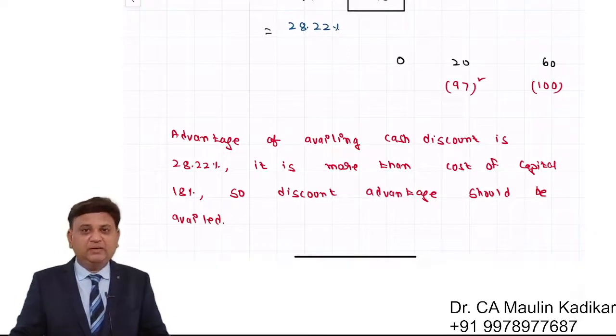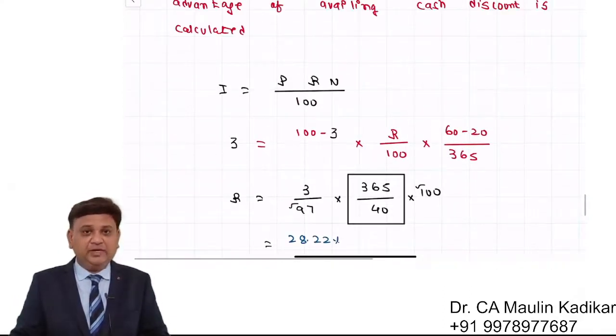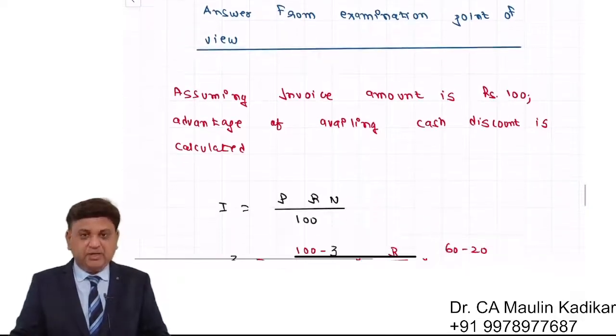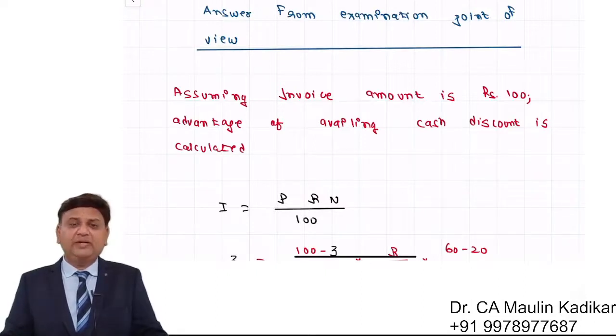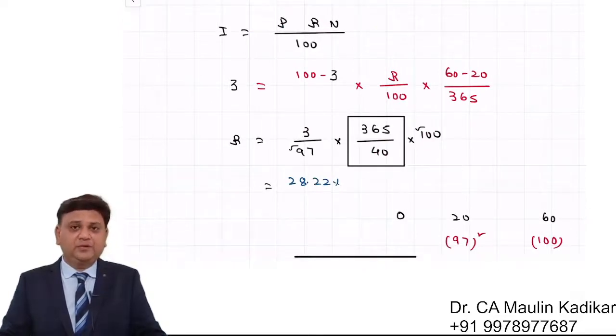So basically we make a comparison that what is the advantage of availing discount with the cost of capital of the company. Understand importantly friends that the cost of capital is in annualized percentage term. So accordingly we make a comparison over here with the annualized percentage term advantage.